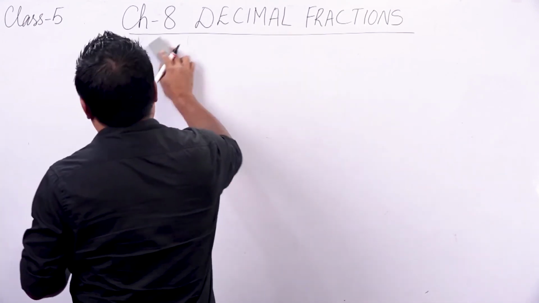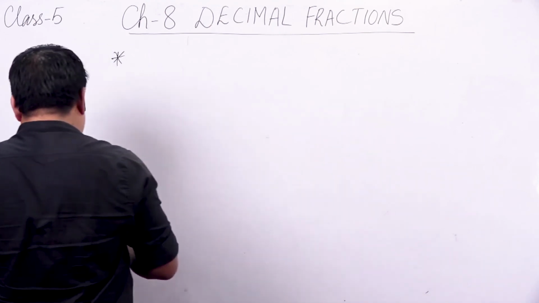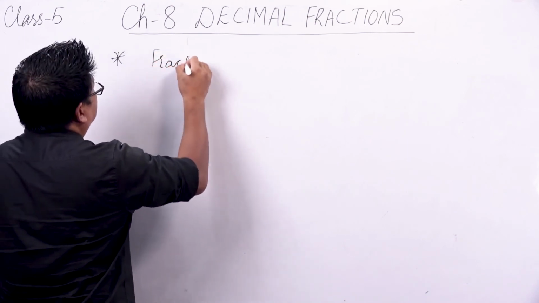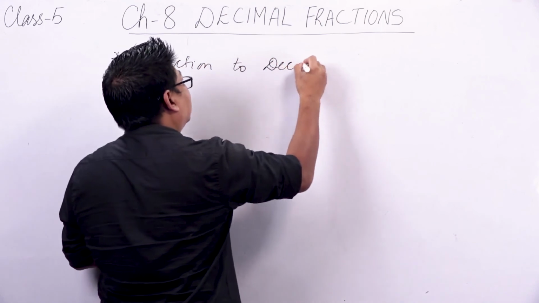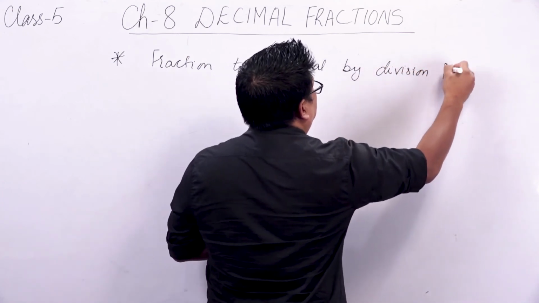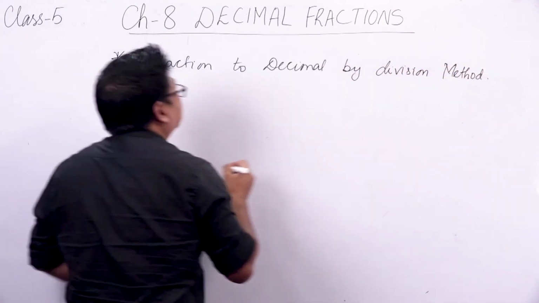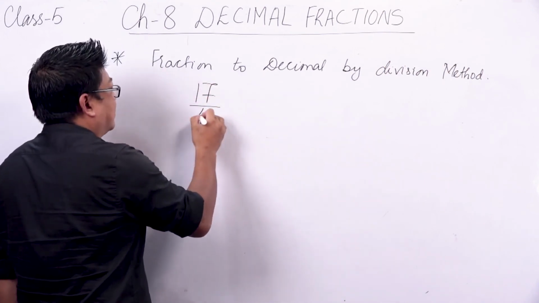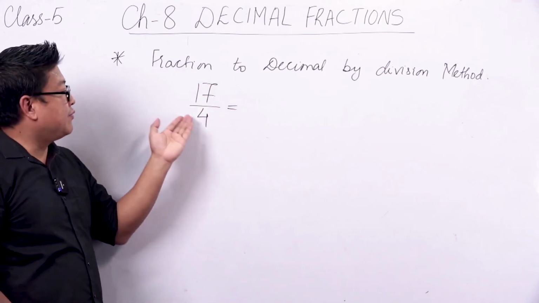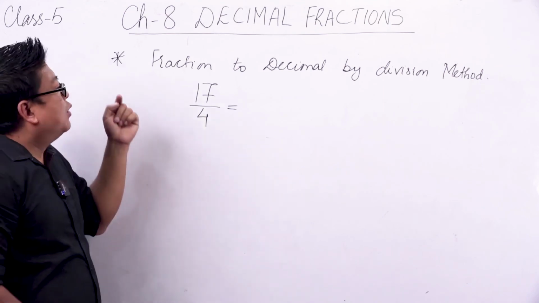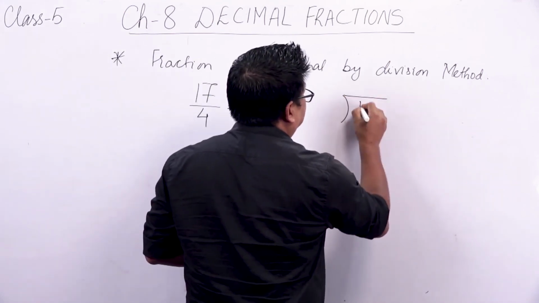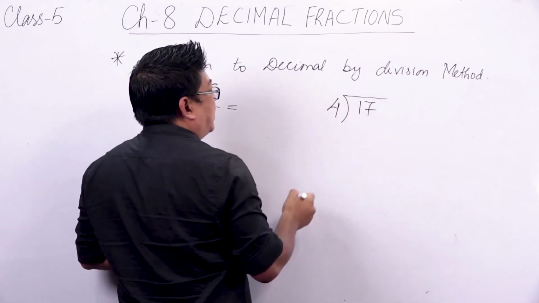Let's look at another topic. Now, this is fraction to decimal by the division method, by dividing. If a number is given like this, now we don't have tens or hundreds here. We have 17 by 4. So in place of tens and hundreds and thousands, 4 is given. To change this fraction to decimal, we can do it in this manner also, using division. So 4 will be the divisor, 17 will be the dividend.